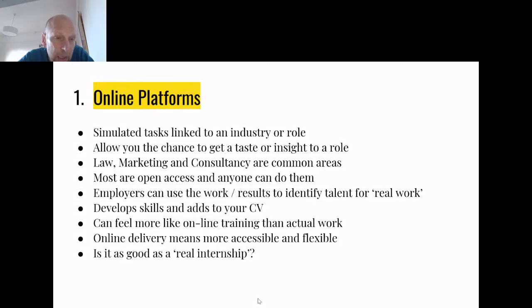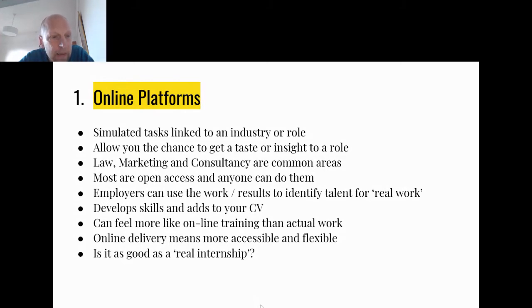Now, even prior to the pandemic, the legal sector was already offering these kinds of online opportunities because for those wanting to get legal work experience, it always has been incredibly competitive. So they've been proactive in looking at ways to provide these. The legal sector is probably one of the main areas where these online opportunities exist, but there are now opportunities in a wider range of areas. Marketing is a big area, particularly digital marketing, consultancy, and also some in areas like science and engineering.